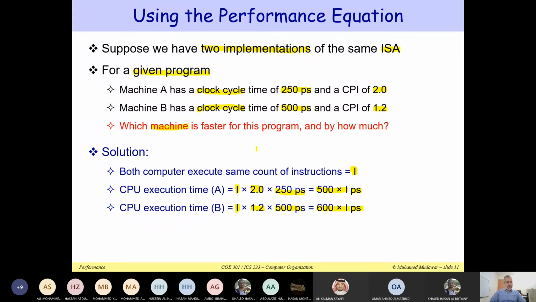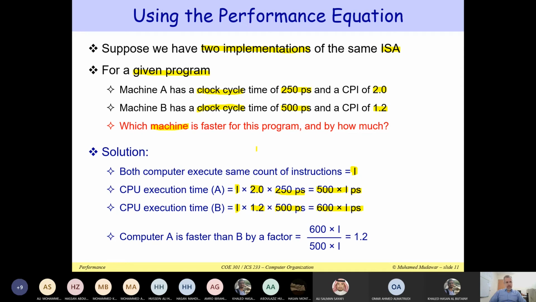By how much? We can take the ratio. Exactly. So when I would like to compare two different CPUs, if I would like to compare the execution time on A versus the execution time on B, the way to compare them is to divide. So in order to compare, we divide. We said that A is better than B, is faster than B.